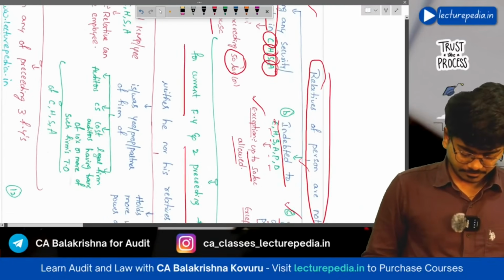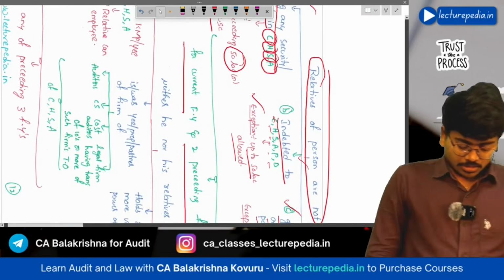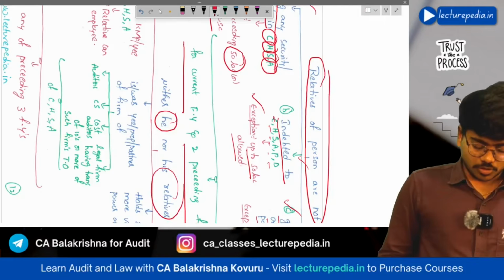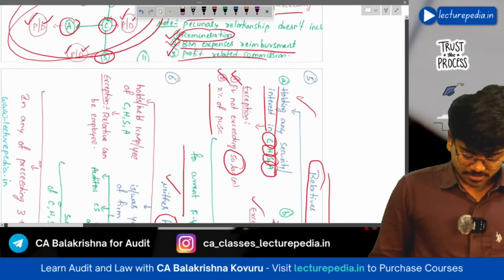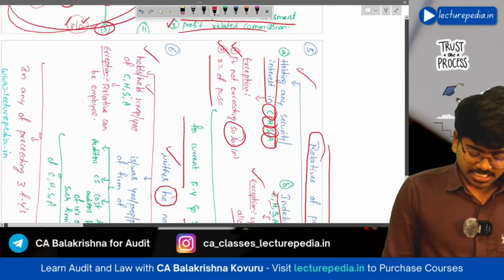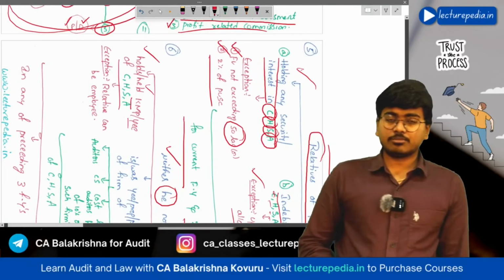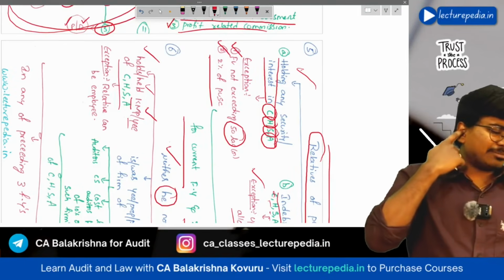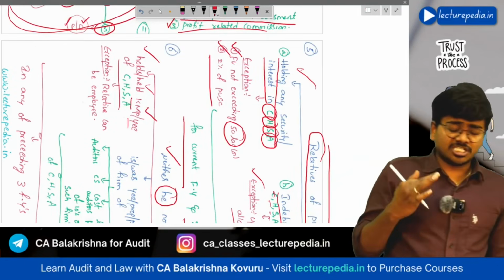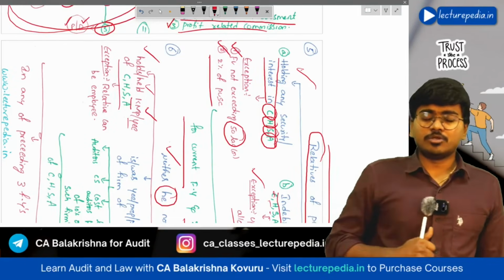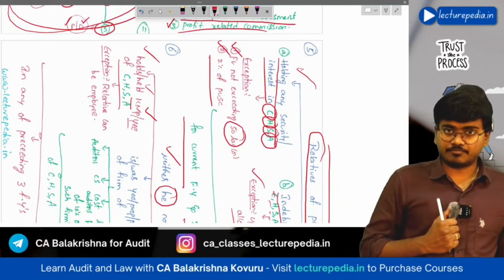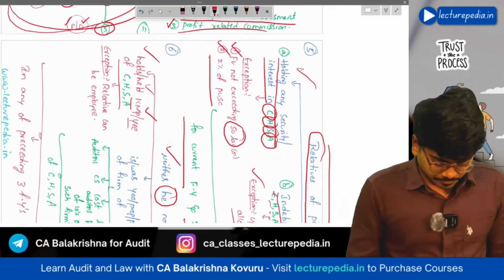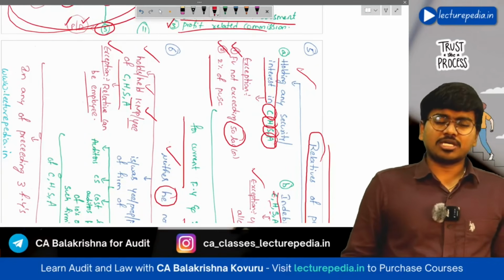Next, the sixth point is on director and his relatives. Neither he nor his relatives holds or held key managerial personnel or employee position in the company, holding company, subsidiary company or associate company. Key managerial personnel means KMP; we will be discussing it in the second chapter. Basically, whole time director, managing director, CEO, CFO, company secretary, all these people will be known as key managerial personnel. Exception: a relative can be an employee of the company.